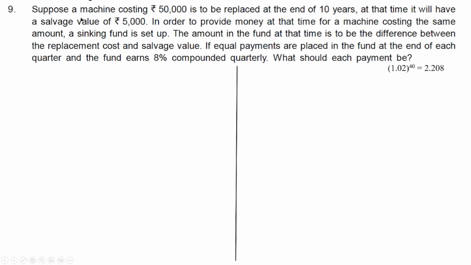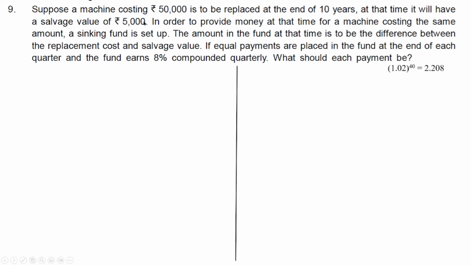Next question. Suppose a machine costing rupees 50,000 is to be replaced at the end of 10 years. At that time, it will have a salvage value of rupees 5,000. In order to provide money at that time for a machine costing the same amount, a sinking fund is set up. The amount in the fund at that time is to be the difference between the replacement cost and salvage value. If equal payments are placed in the fund at the end of each quarter and the fund earns 8% compounded quarterly, what should each payment be?